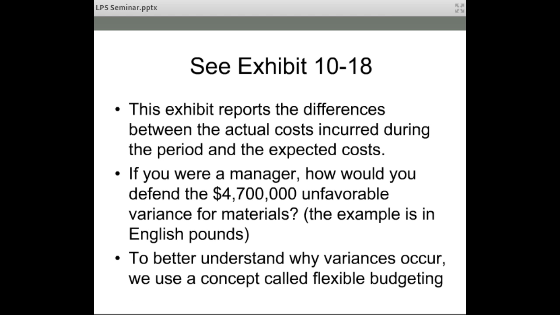Back to Exhibit 18. This exhibit reports differences between actual costs incurred during the period and the expected costs. So I ask you, if you were a manager, how would you defend the $4,700,000 unfavorable variance for material? In this case, it's in English pounds, but I couldn't find how to record a pound. To better understand variances, why they occur, we use a concept called flexible budgeting.